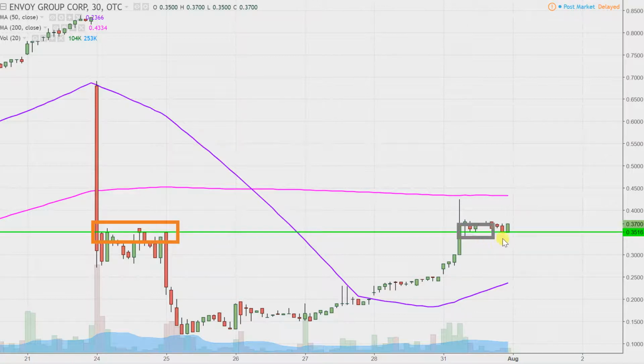And that's exactly what happened basically all day today. The price got up above 35 cents, and the bears tried on several occasions to push the price back down, but the bulls did a good job of holding strong. So 35 cents would definitely be the ideal level of support.